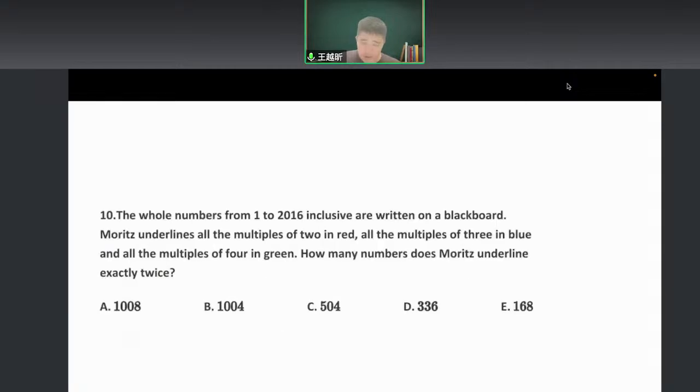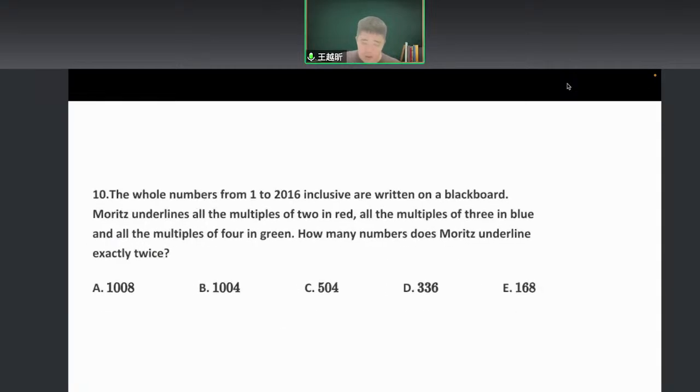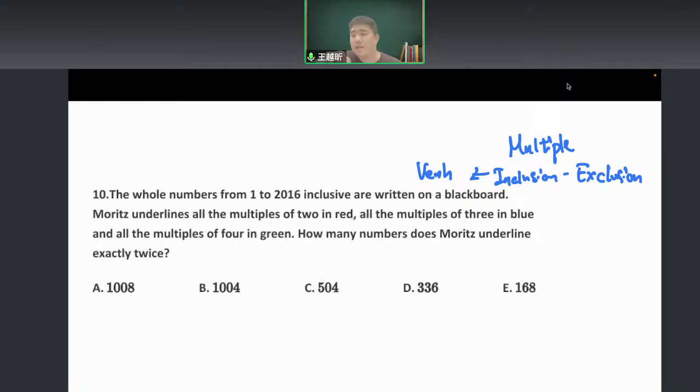Alright, now let's go to question 10. Question 10 tests you about the multiples as well as the inclusion-exclusion. For the inclusion-exclusion, you need to know about the Venn diagram, and when you're calculating the total, you need to subtract the overlapping parts, the double counted parts.